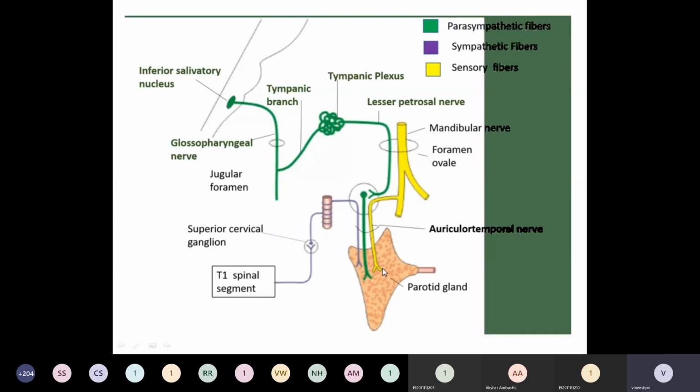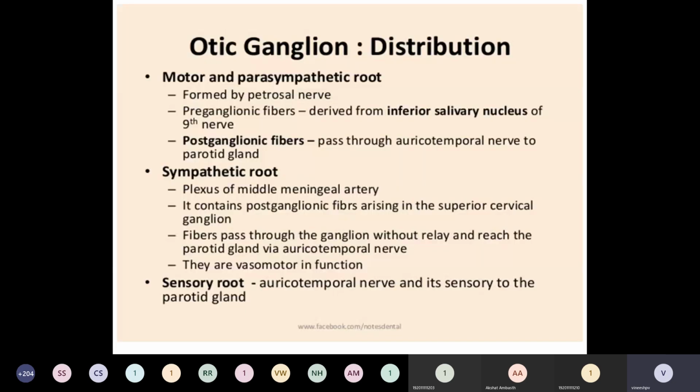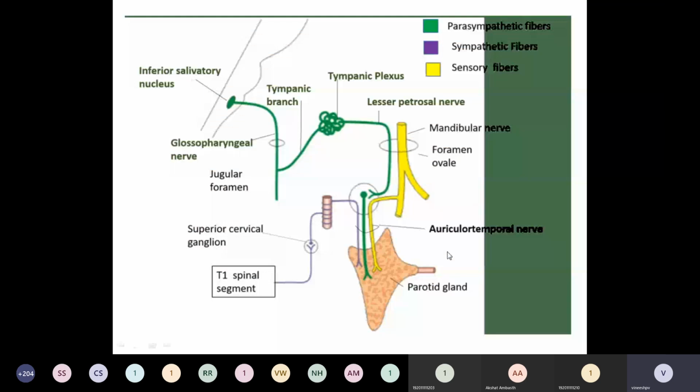Okay, then for the sympathetic root, near any gland or near this otic ganglion, there will be an artery. So near the otic ganglion, which artery is there? There is the middle meningeal artery, as I told before, right? So along this middle meningeal artery, there is a sympathetic plexus surrounding it. It comes from the superior cervical ganglion, passes through the otic ganglion without any relay, and supplies the parotid gland. So this is about the sympathetic root.